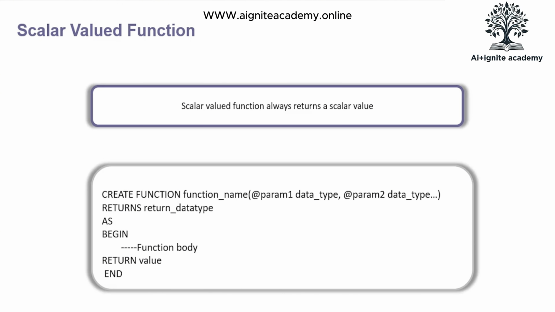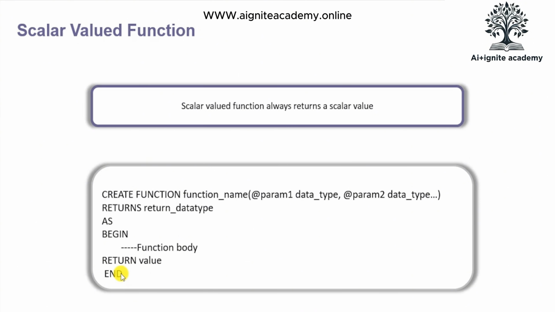So as the name states, a scalar-valued function always returns a scalar value. A scalar value could be int, varchar, date, and so on. And this is the syntax for a scalar-valued function. So we'll type create function and then we'll give the function name. And inside the parenthesis, we'll specify the names of the parameters and their data types. And since the function is going to return a value, we'll type the returns keyword and specify the type of data which will be returned. After that, we'll type as begin and then give the function body and then return the final scalar value. Finally, we'll use the end keyword to end the function.